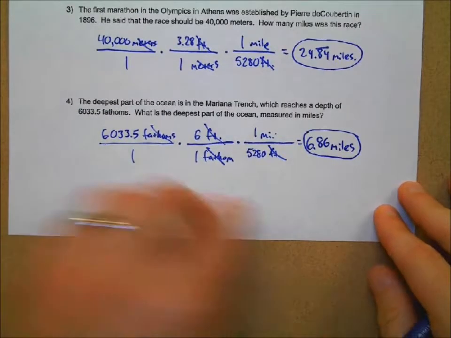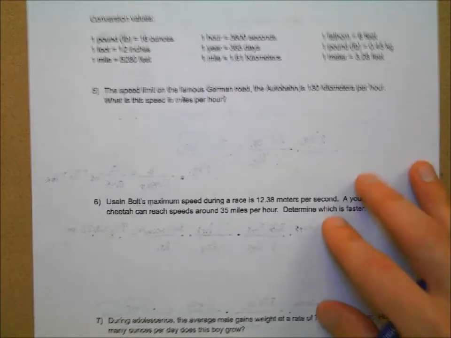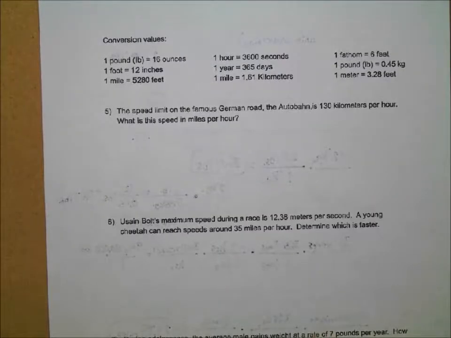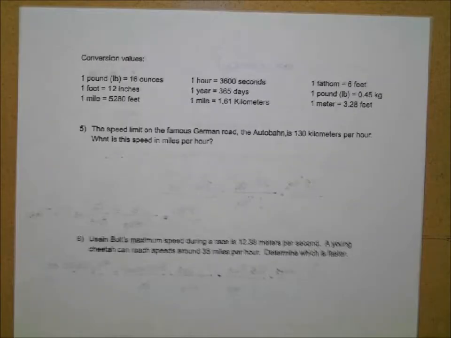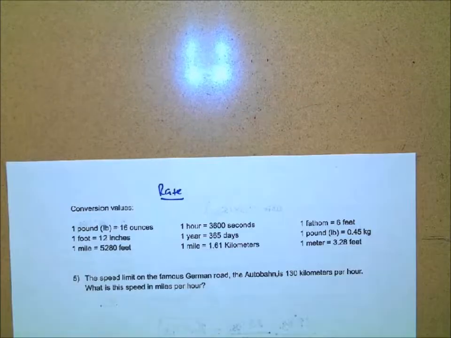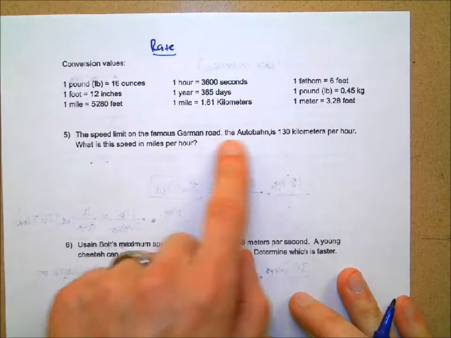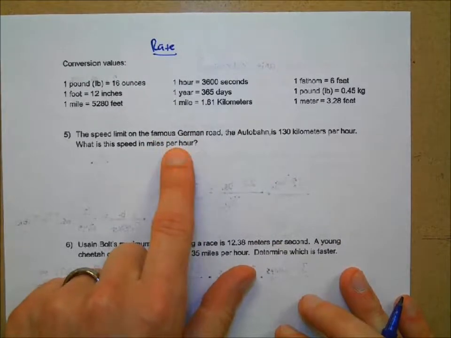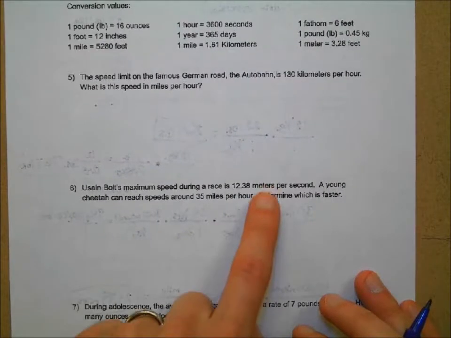All right, so there's number 4, 6.86 miles. All right, flip over to the back. Okay, we're going to do these 3 here together as well. But this is a little bit different. We're no longer talking about single conversions. Now we're talking about rates. You can see here kilometers per hour versus now we're going to convert to miles per hour. Right here, meters per second and miles per hour.